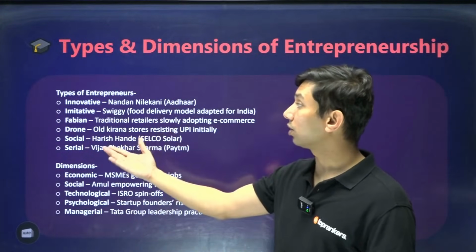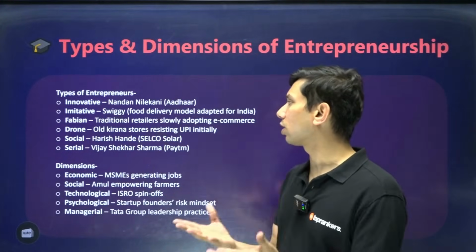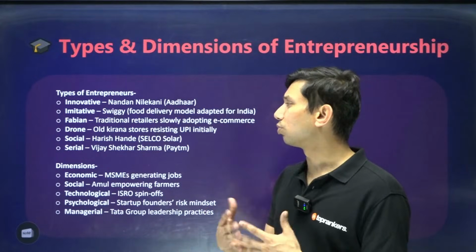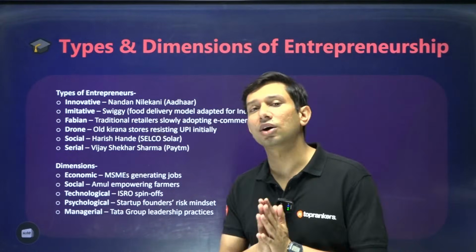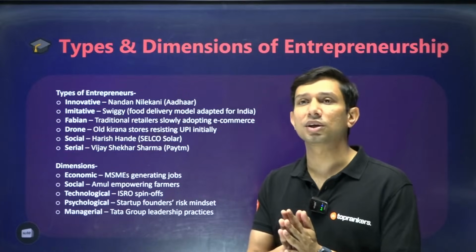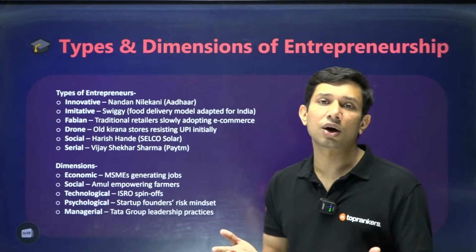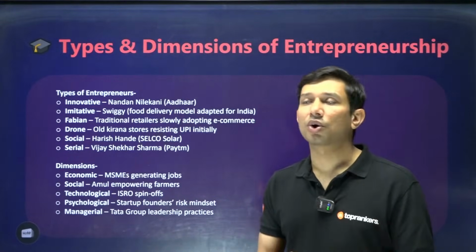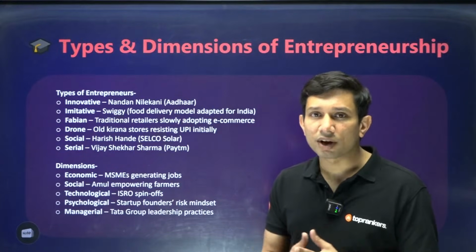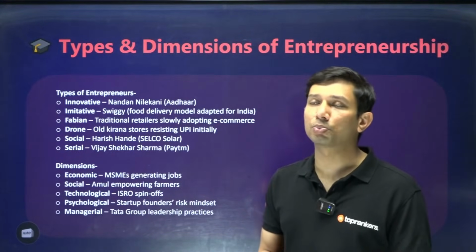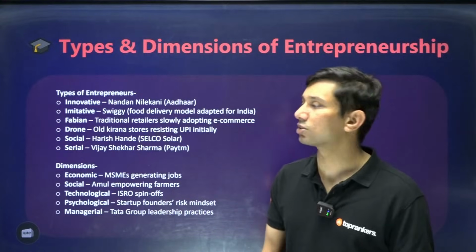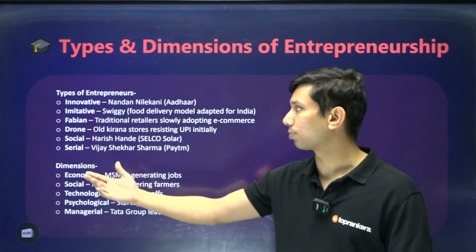Then there are drone entrepreneurs. This means old kirana stores resisting UPI initially. An example could be Amul Sachi parlor or some vegetable vendor who's not agreeing to take UPI. They prefer taking things by cash. Those are called drone entrepreneurs.